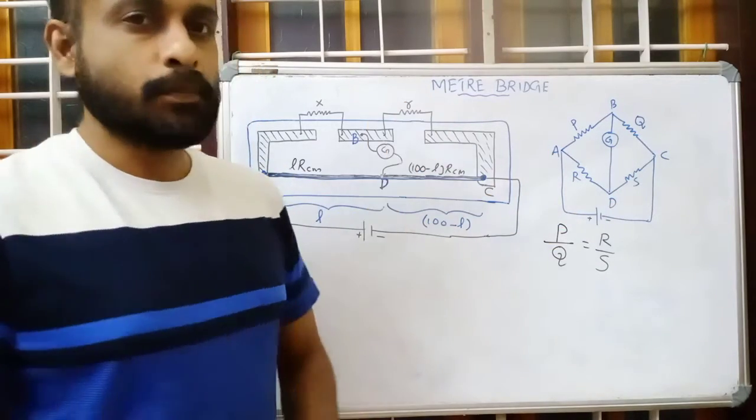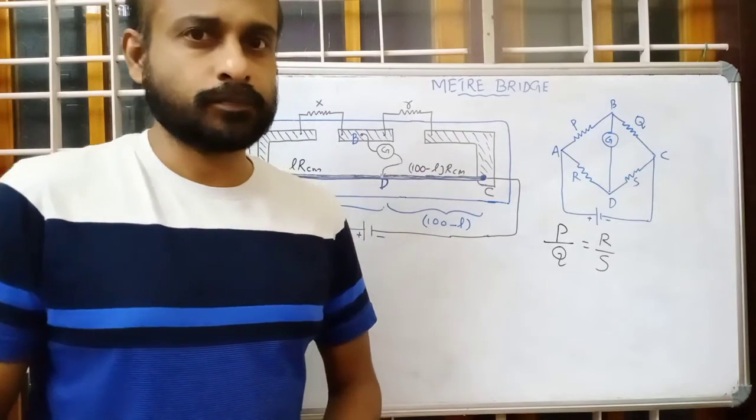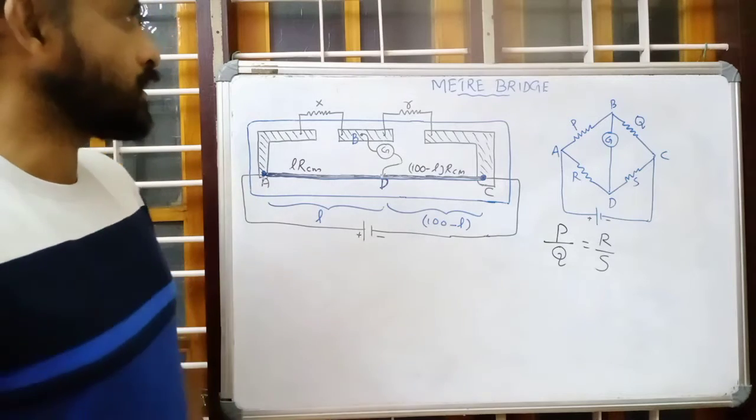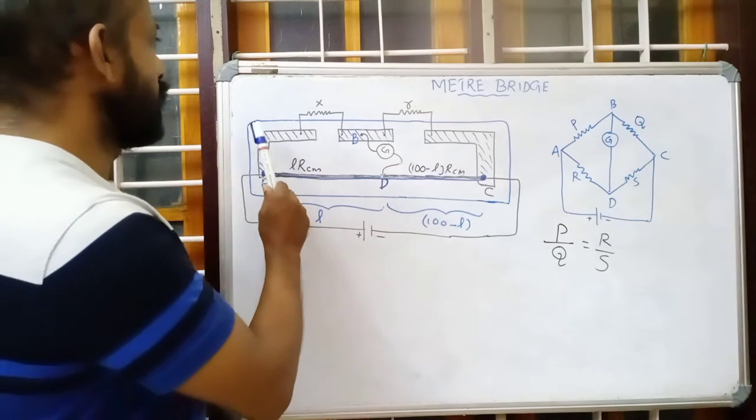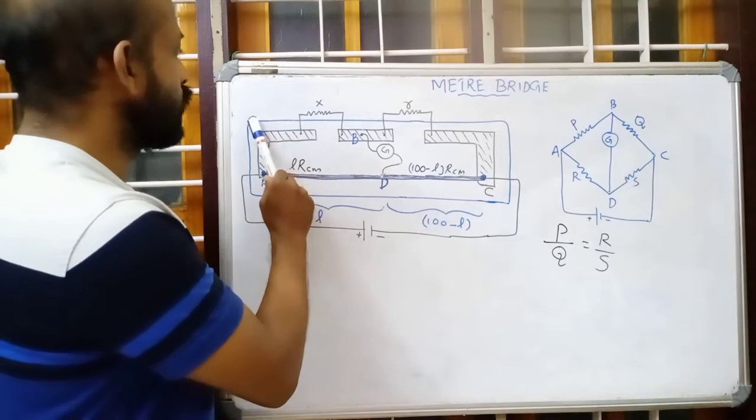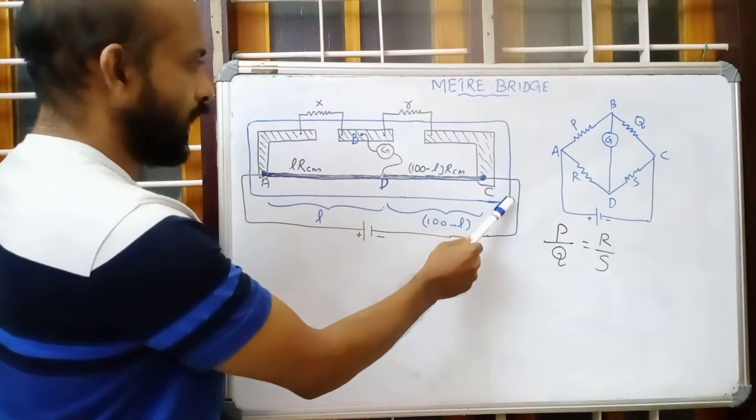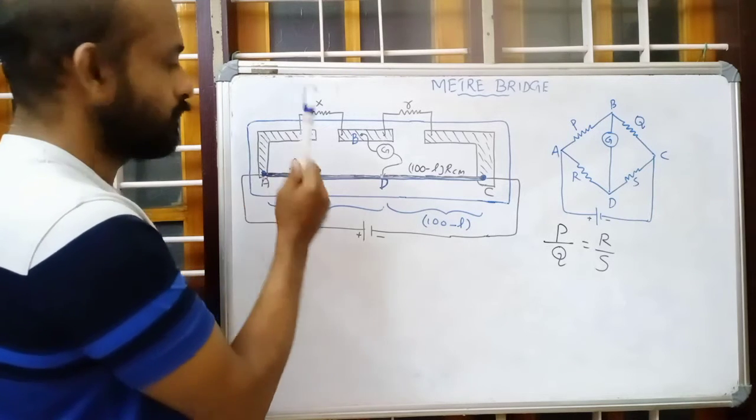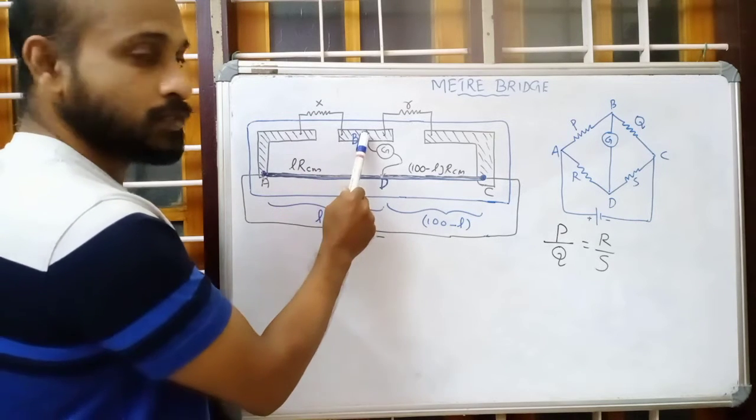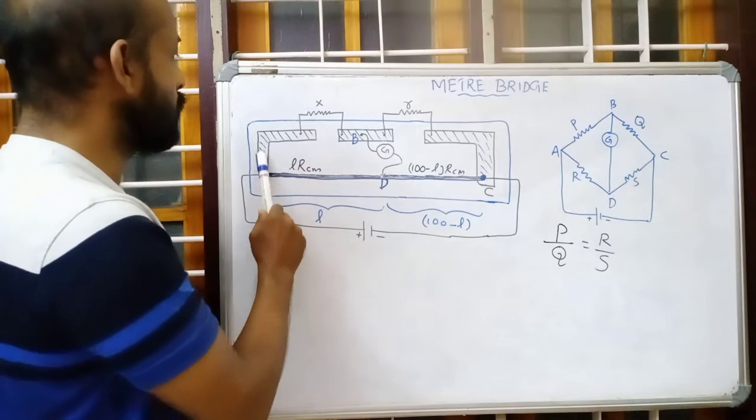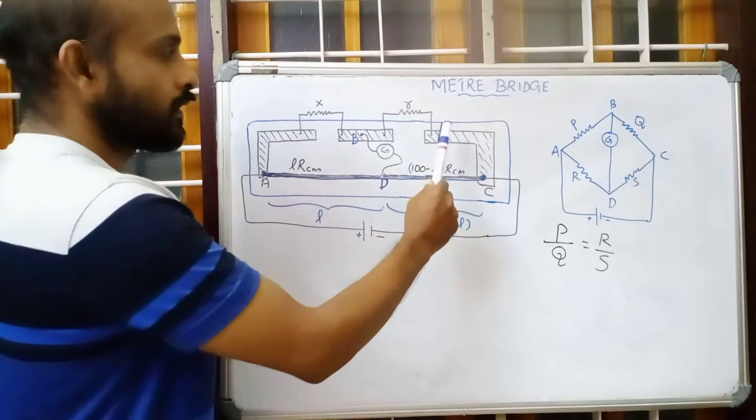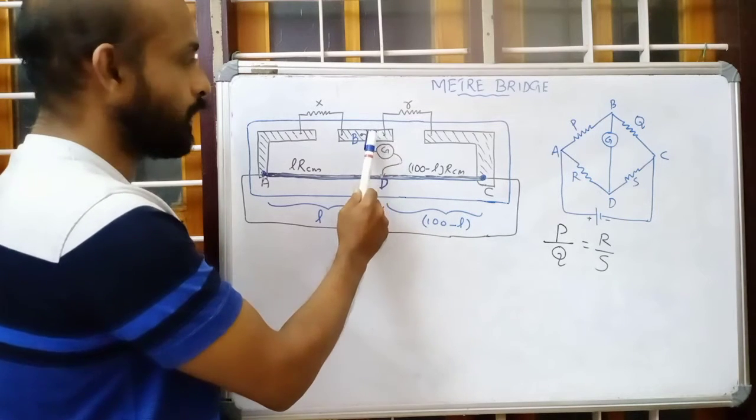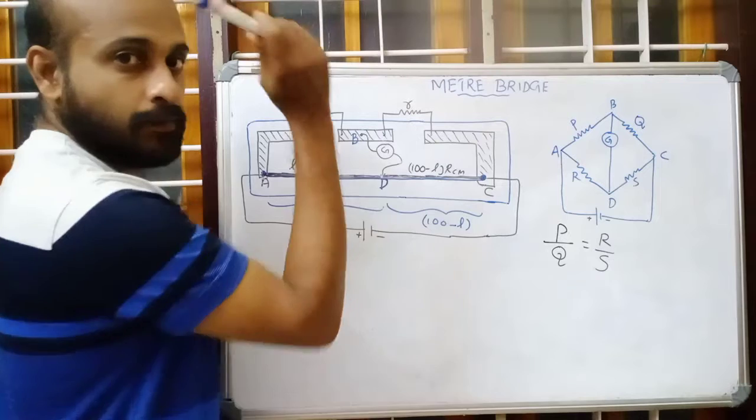Now, meter bridge is a practical form of Wheatstone's bridge. We can compare a meter bridge and a Wheatstone's bridge. A meter bridge consists of a wooden frame. You can see in the blue outline, this is a wooden frame. On this wooden frame, there are three metal pieces of good conductor fixed: one metal piece of L shape, another metal piece of L shape, and this straight metal piece.